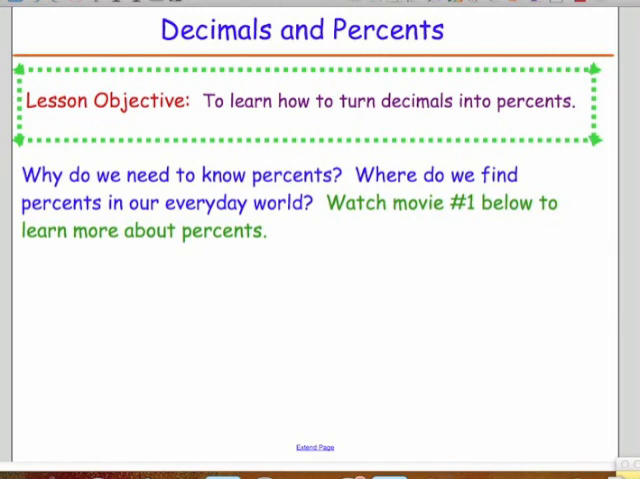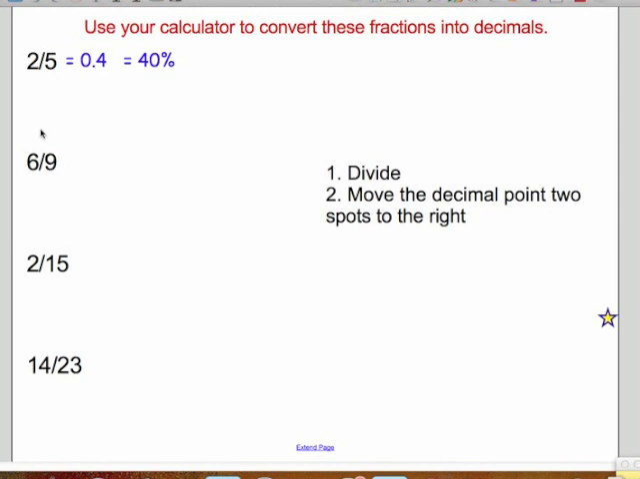Okay, you must be back from watching the video. So let's look at these together. You're going to be able to use your calculator to convert these fractions into decimals. First one says 2/5. So the first thing I did is in my calculator divided 2 divided by 5, and that gave me the decimal point of 4/10. Now the next step, all I need to do, if I look over here to turn this into a percent, is to move my decimal point 2 spots to the right.